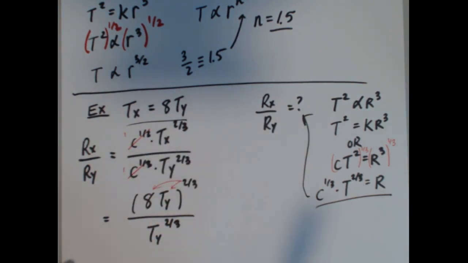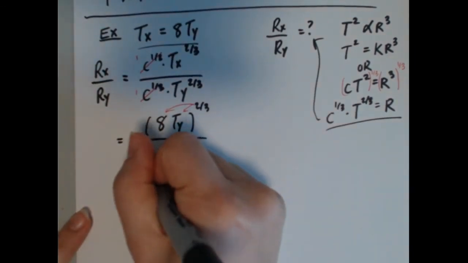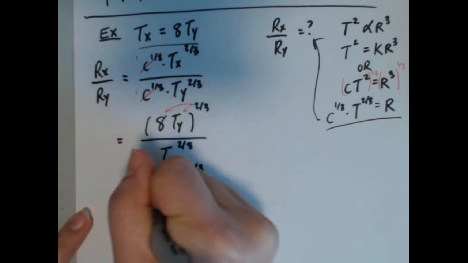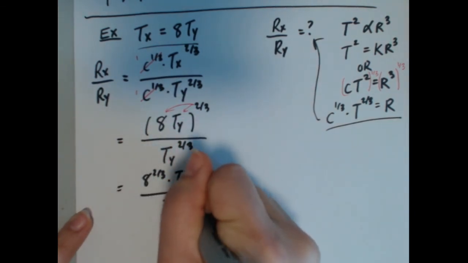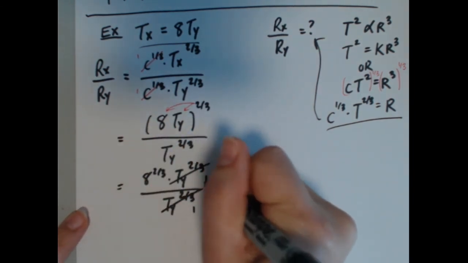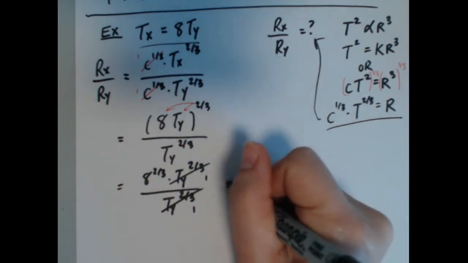Okay, so that means, let me move this up. I've got 8 to the 2/3 times ty to the 2/3 over ty to the 2/3. Okay, so guess what? Ty to the 2/3, those cancel. They are the same. So I have to figure out what 8 to the 2/3 is.